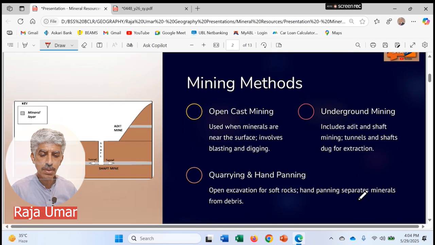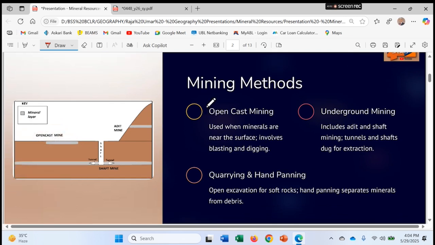So moving on, mining methods. We have 3 different types of mining methods over here. One is open cast mining, which is used when minerals are near the surface and involves blasting and digging, what we call quarrying. So that is the open cast mining. The mineral is almost available on the surface of the earth.